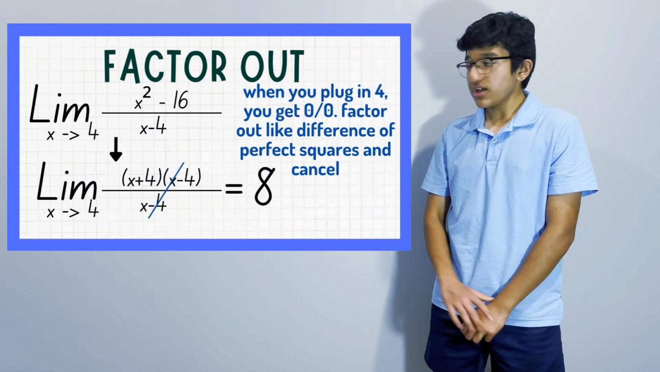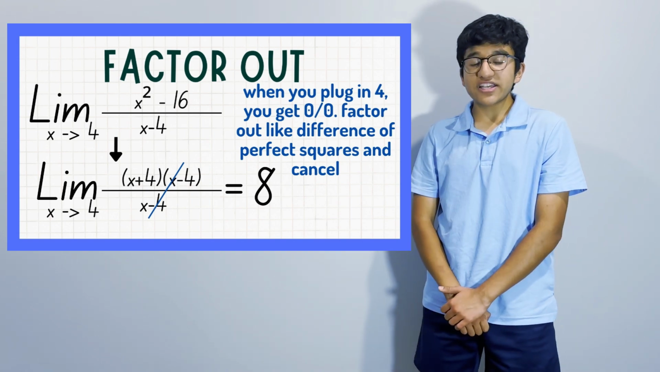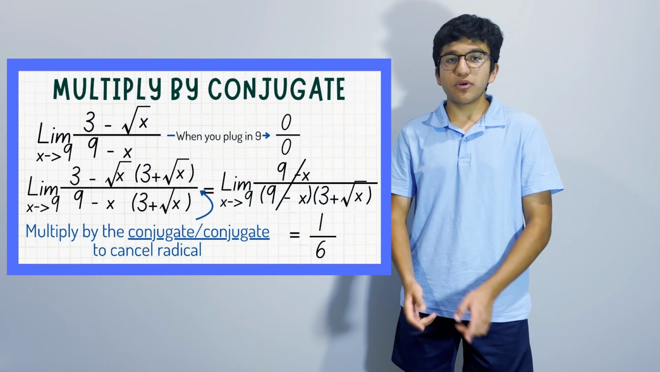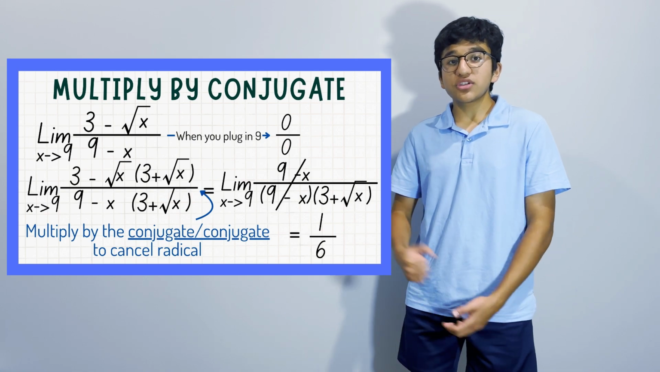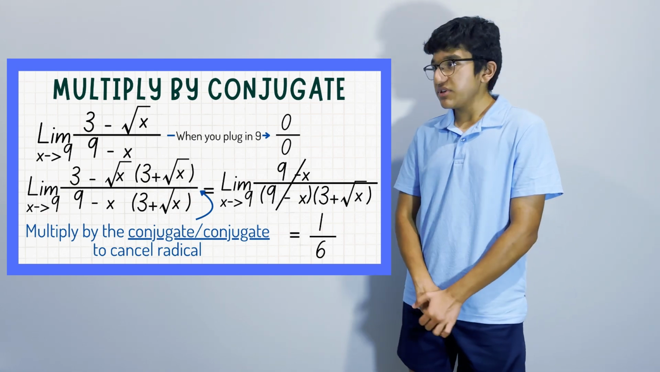If you find the 0 over 0 when you plug in, there's multiple ways of trying to solve for the limit. First, you can try to factor and cancel out expressions like this, where you cancel out the x minus 4. You can also multiply by the conjugate. The conjugate is like a difference of perfect squares, but only one part. This is usually used to clear up a radical, and can be seen like this.